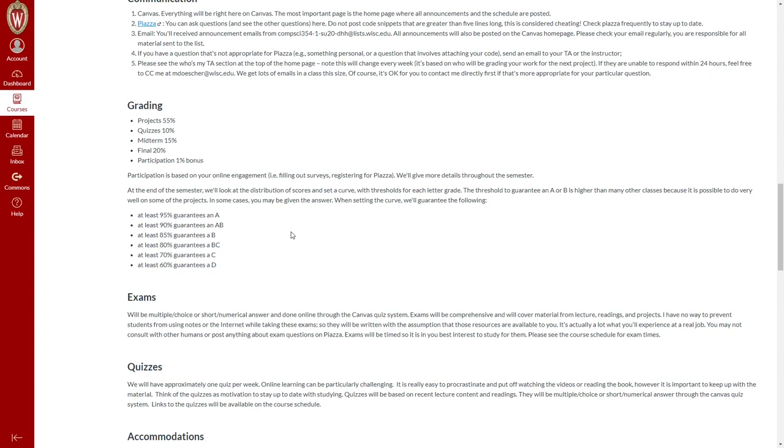And I wanted to comment on this too. 95% guarantees you an A, 90% an AB, 85% guarantees you a B. This is probably one of the harsher grading scales at the university for most classes. But the reason it's set like this is because a lot of the projects, it's possible to do really well if you just put in enough time. In fact, in some of the projects, we'll actually just be giving you the answer. Here's the problem. Here's the answer. Figure out how you go from problem to answer.